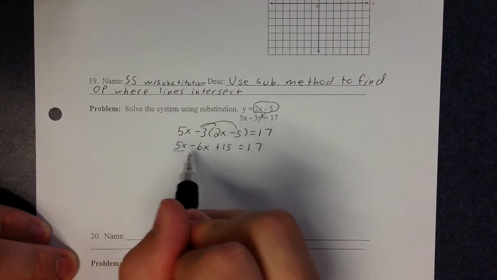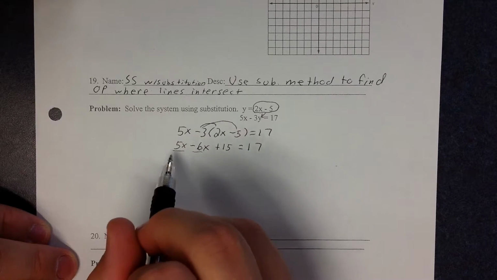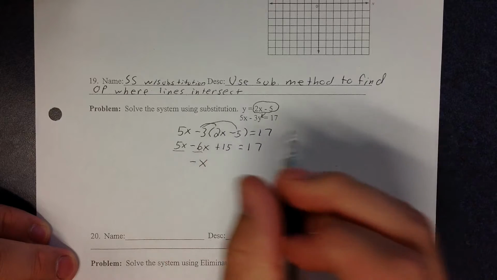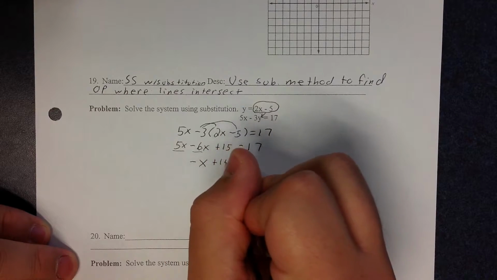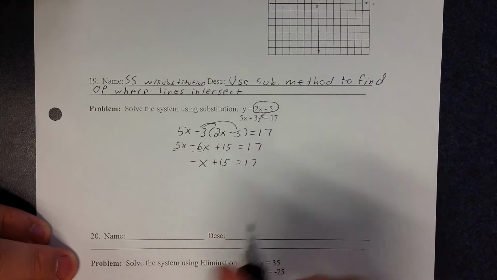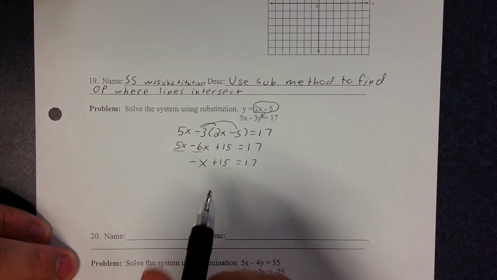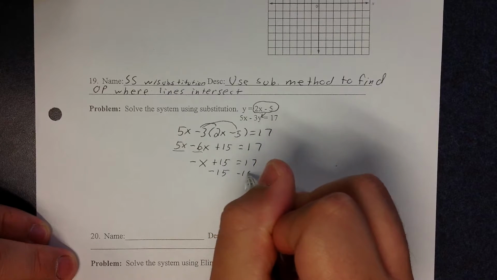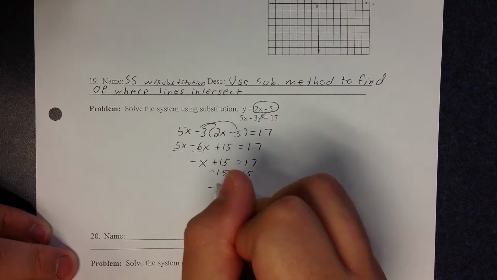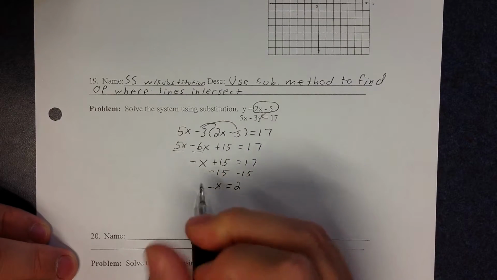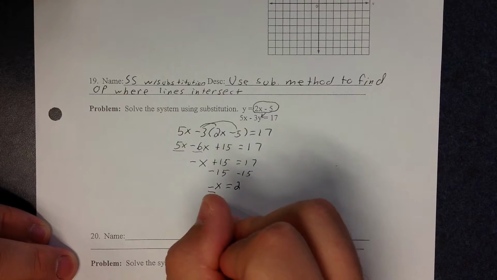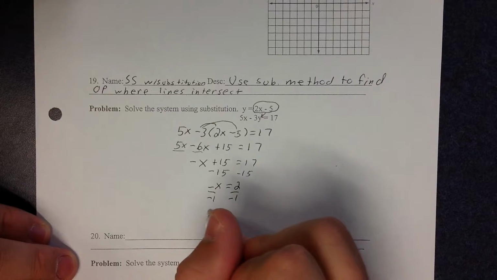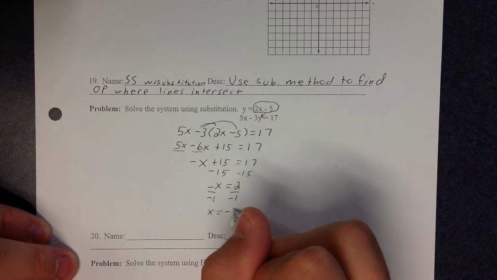Combine the like terms on the same side of the equal sign. 5x minus 6x is negative 1x, or just negative x, plus 15 equals 17. So there's my variable. I need to get rid of the addition first, so I subtract 15 from both sides. Gives me negative x equals 2. And then again, this is like a negative 1, so I do need to divide by negative 1. So I get x equals negative 2.